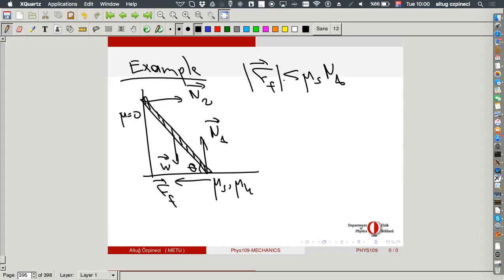The magnitude of that friction force is less than or equal to mu s times N1. Of course, at the critical point when it is about to slide, it will be equal to that value, because if you need a friction force that is larger than mu s times N1, then it will slide. But for the general case, let's just assume that it's not sliding, it's not about to slide, so we don't know the magnitude of the friction force. Now, we have these two.